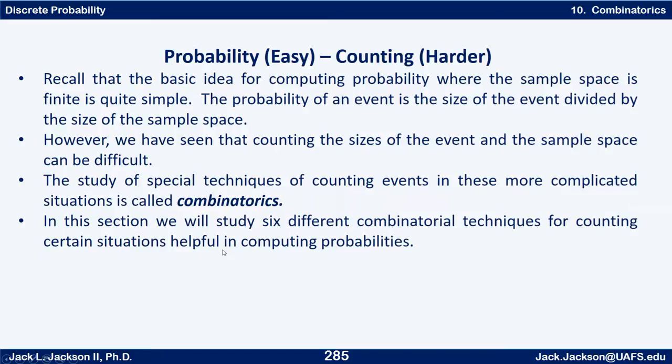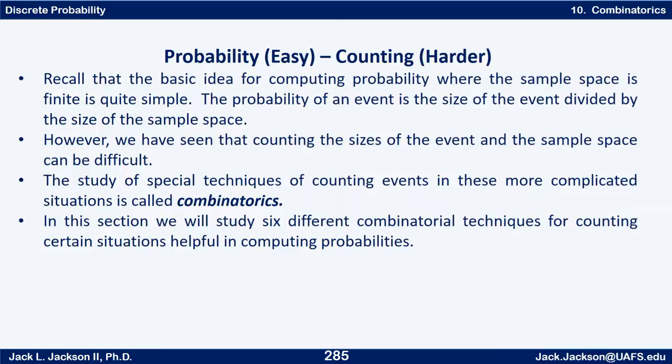Now, we've seen that probability is a pretty easy idea. The basic idea for computing probability where the sample space is finite is very simple. Just take the size of the event and divide it by the size of the sample space. However, probability is easy, but counting is not always so easy. It's a little bit harder. We have to be real careful when we're counting these situations, making sure that we take into account if events are equally likely and so forth.